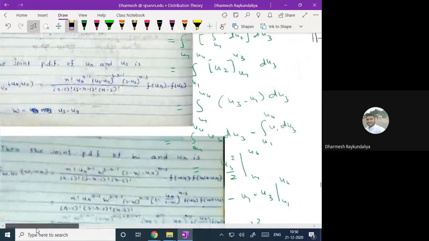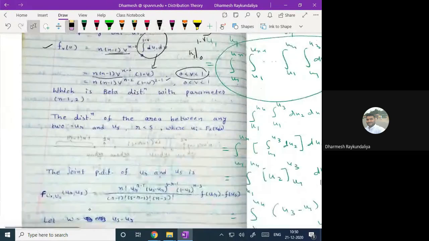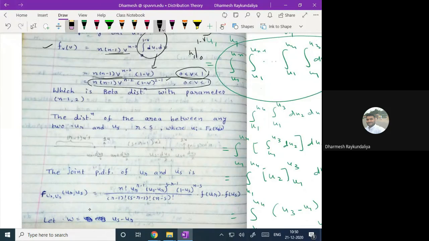So that is how we have written that this is nothing but the density of the gamma distribution with n minus 1 and 2 parameters. Sorry, not gamma, it is a beta distribution with parameters n minus 1, 2. So what is the distribution of the area between the smallest order statistic and the largest order statistic? If you wish to find out, it is purely a beta distribution with n minus 1 and 2 parameters.